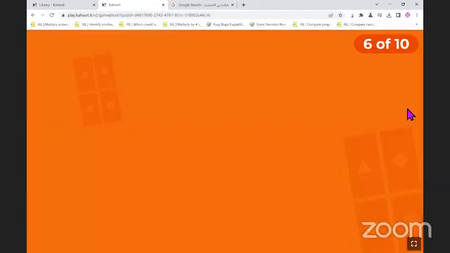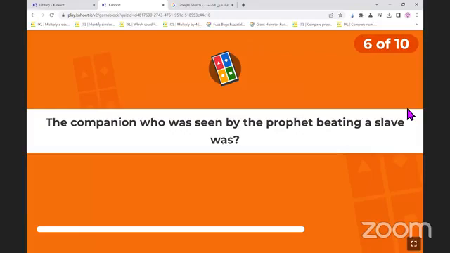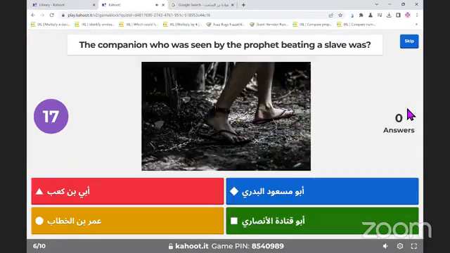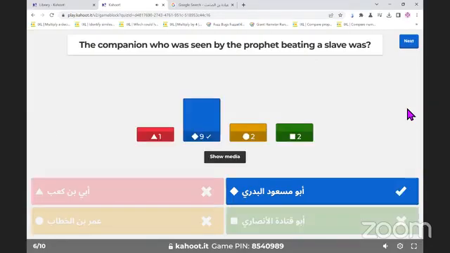Mayar and Fadwa are in the lead. Good job. The companion who was seen by the Prophet ﷺ beating a slave, and he told him Allah subhanahu wa ta'ala is more powerful on you than the slave is. Was it Ubay ibn Ka'b, Umar ibn al-Khattab, Abu Mas'ud al-Badri, Abu Qatada al-Ansari? Which one is it? Ubay ibn Ka'b, yes, you got it.